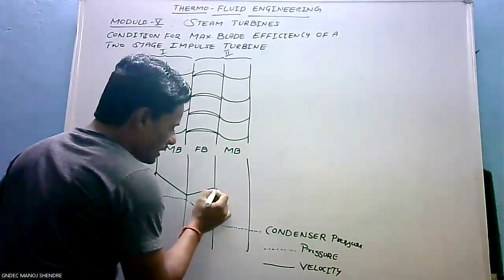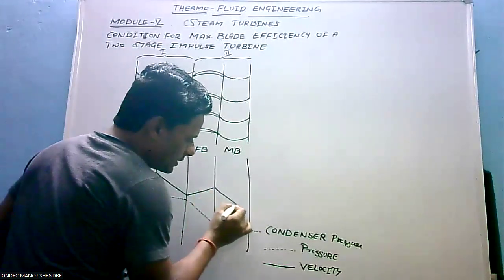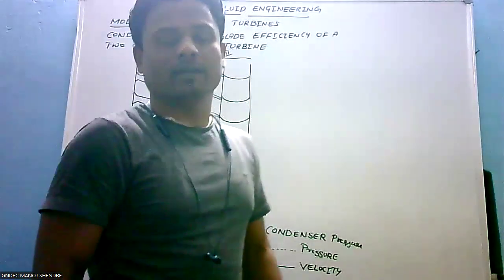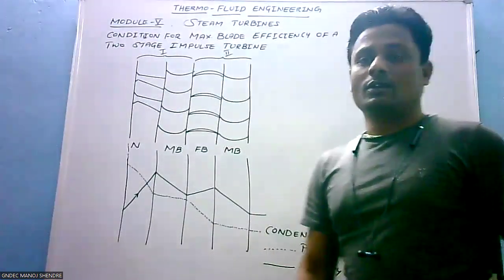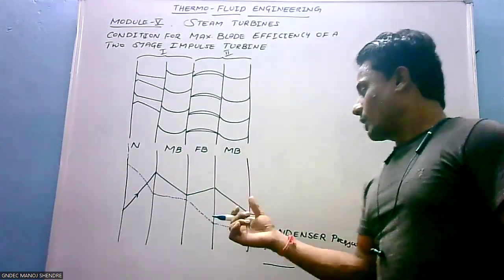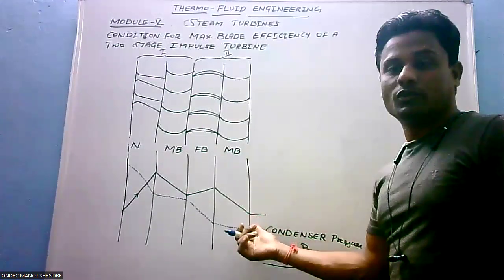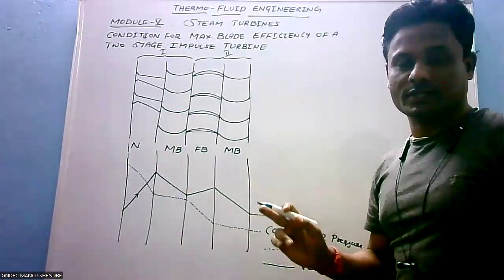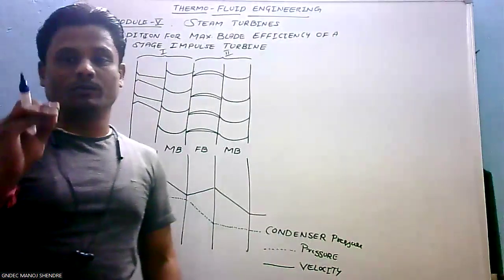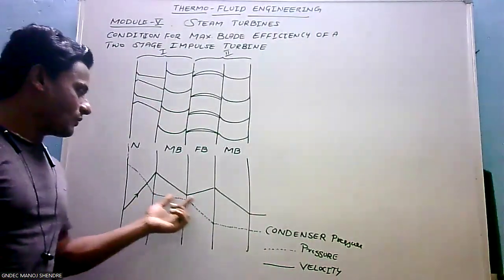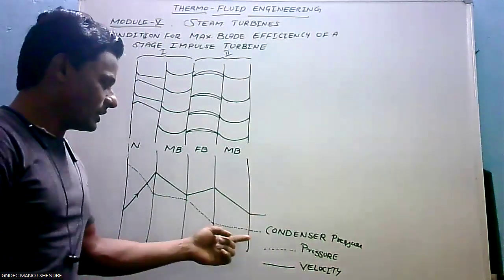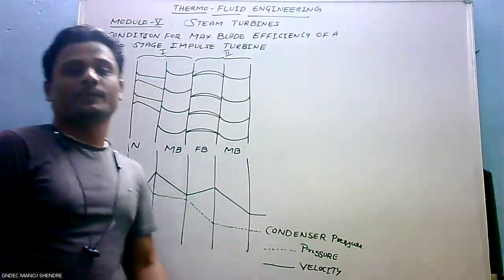Upon moving to the last set of moving blades, the velocity continuously decreases. It becomes almost zero. Practically speaking, the velocity will not be zero, but to obtain the condition for maximum blade efficiency, theoretically we assume that the steam coming out from the last set of moving blades experiences zero velocity. Okay, so this is the curve for variation in velocity, and this is the curve for variation in pressure. The dotted line is for pressure, and the continuous line is for velocity.